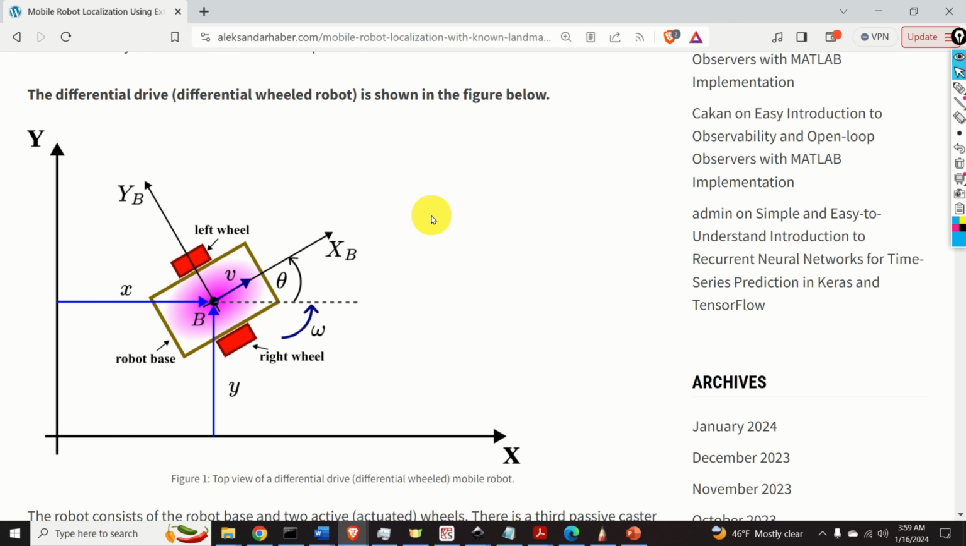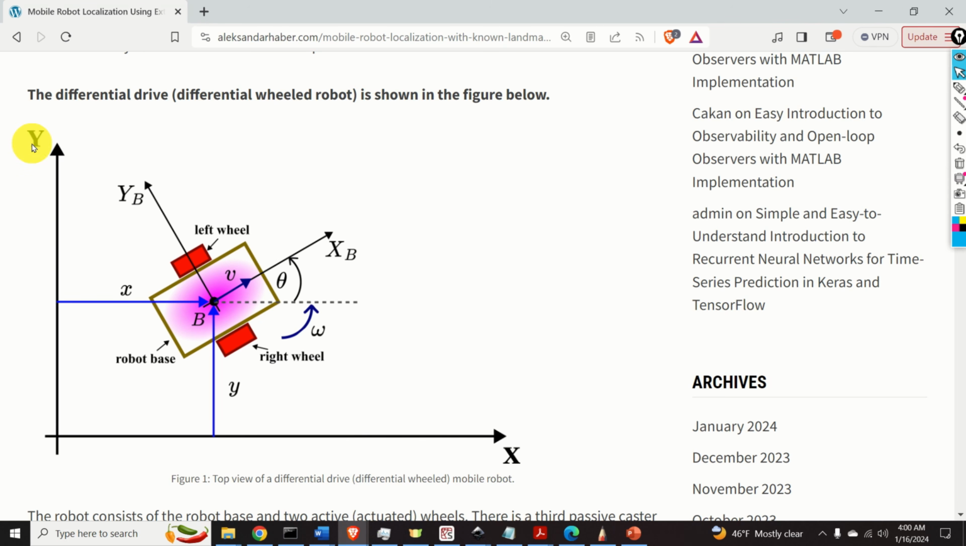We thoroughly explained the model of a differential drive robot in our previous tutorial, whose link will be given in the description below this video. However, for completeness of this video tutorial, we will briefly summarize the model, and by using this model as well as the odometry model, we derive the state equation for localization.